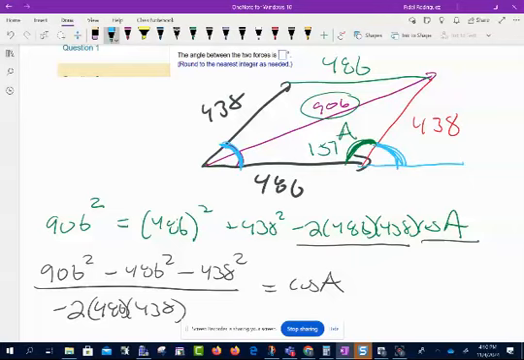So now, if I wanted to find this angle, I could just say, what's 180 minus 157?